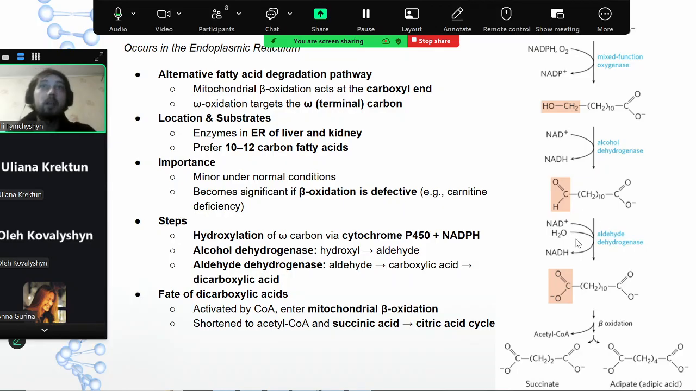Dehydrogenase, you might guess, removes some hydrogen, and here you see this group is transformed into the acid group, and then it may enter into the beta oxidation pathway. So here you see the result of this sort of processing. Good.